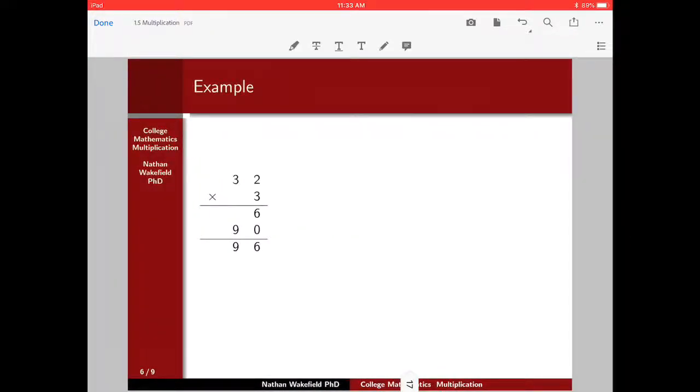So this is the standard algorithm, just to put some notes on it so that you know what's going on. 3 times 2 gives me 6. 3 times 30 gives me 90. And so that gives me 96.